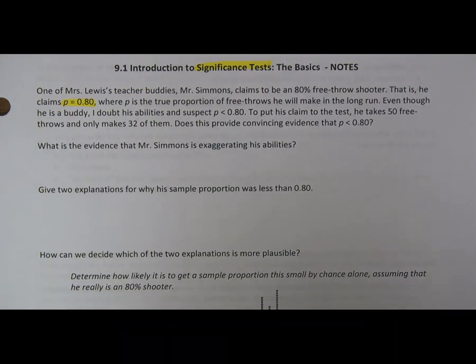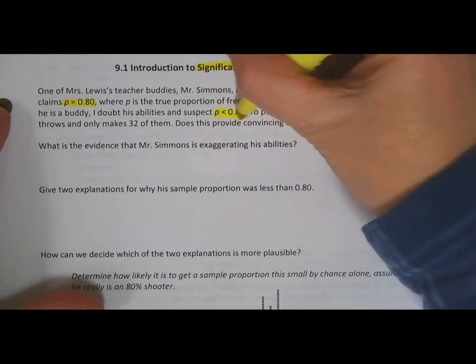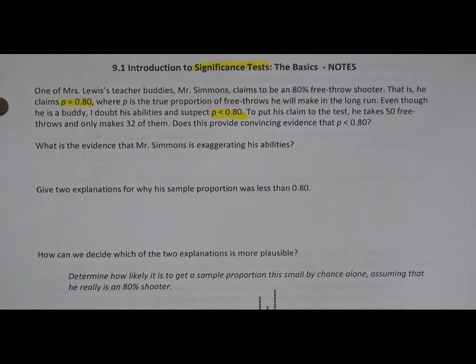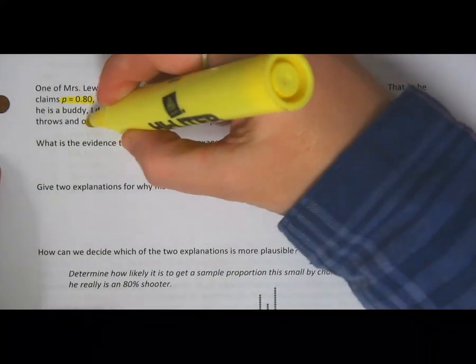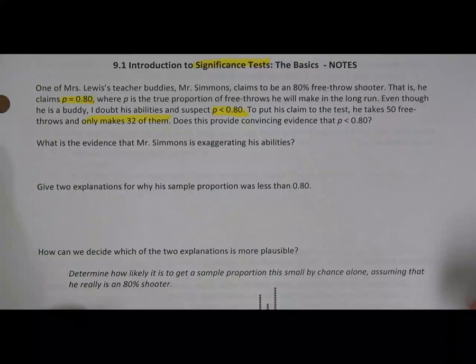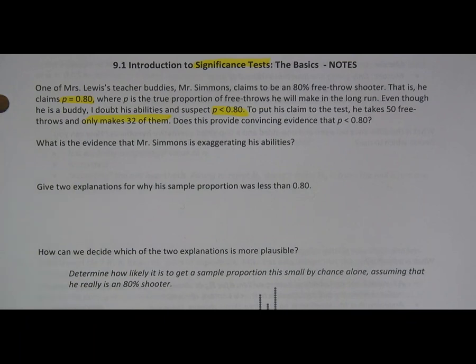Even though he's my friend, I really doubt his abilities, and here's what I suspect. I suspect that he's not as good as he says, therefore I suspect that the parameter is less than 80%. So I'm going to put the claim to the test. I say, all right, Mr. Simmons, I want you to take 50 free throws in front of me, and he does, and he only makes 32 of the 50 right in front of me, so I witnessed that. Does this provide convincing evidence that he's less than an 80% shooter?